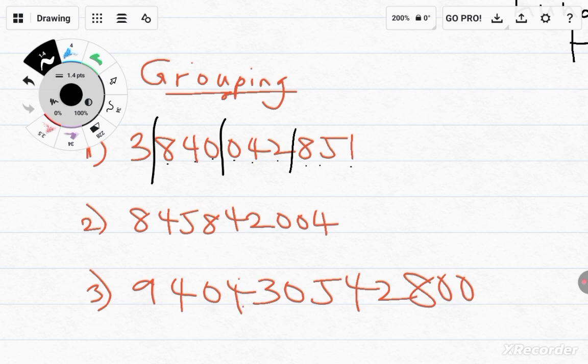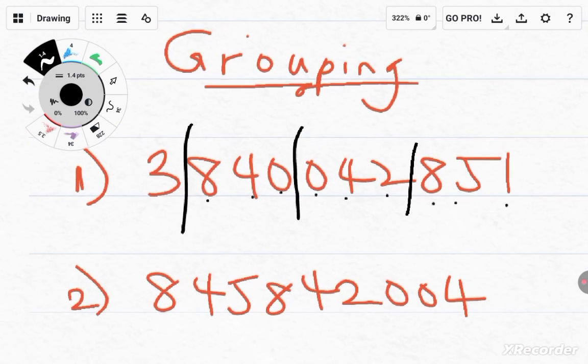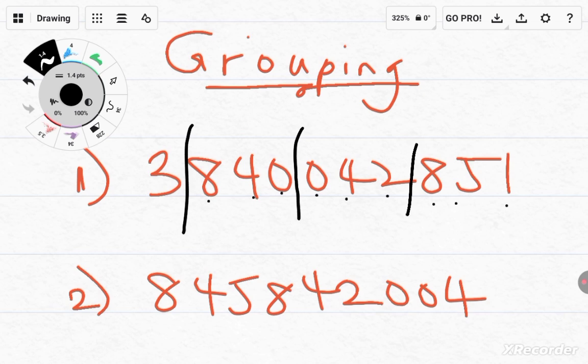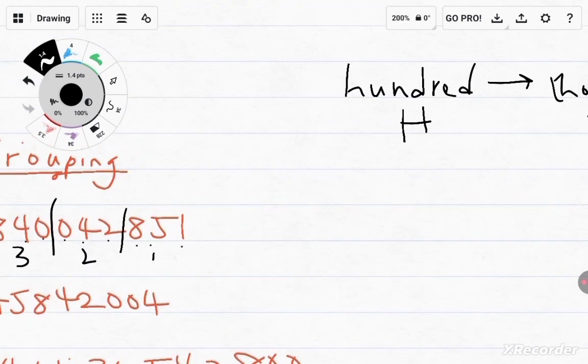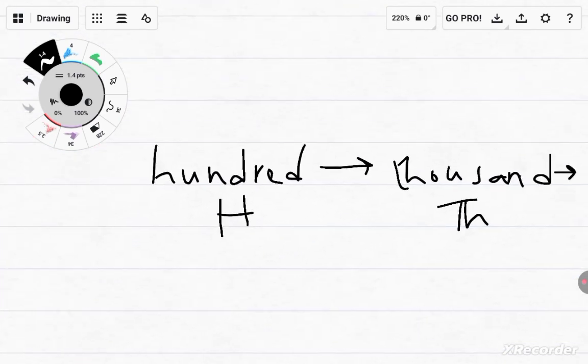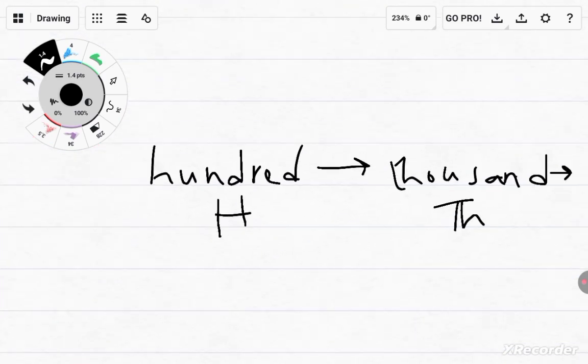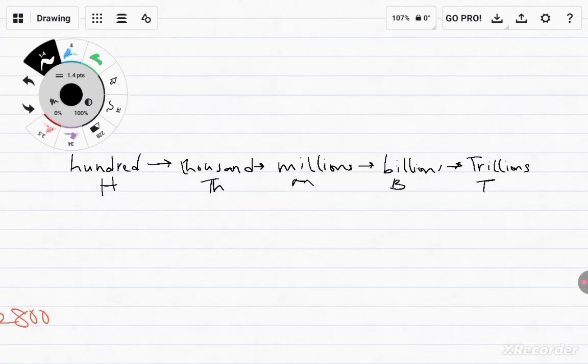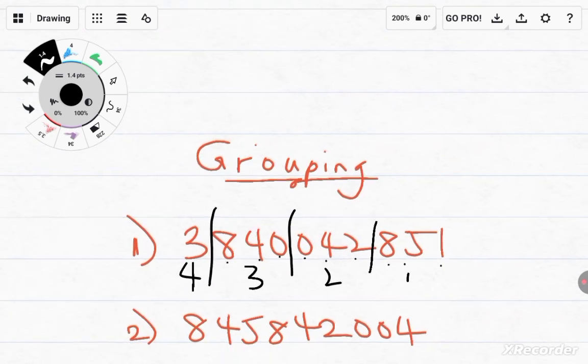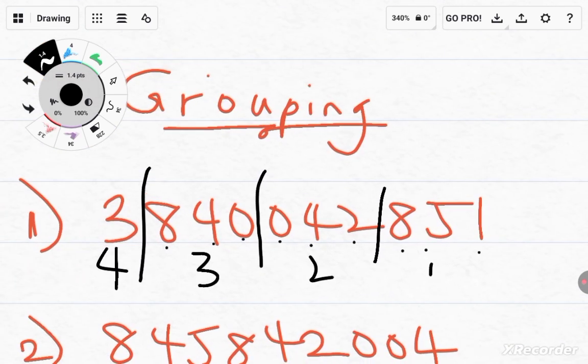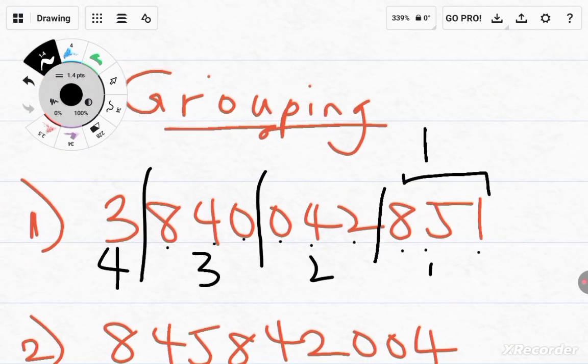If you look at this number, you start labeling the groups from behind. So we have 1, 2, 3, one group. This is the second group, this is the third group, and this is the fourth group. So what is the beginning of the groupings? Like we said, it is hundred, thousand, million, billion, then trillion. So if I want to label this group, I start labeling from the back, and this group is hundred.